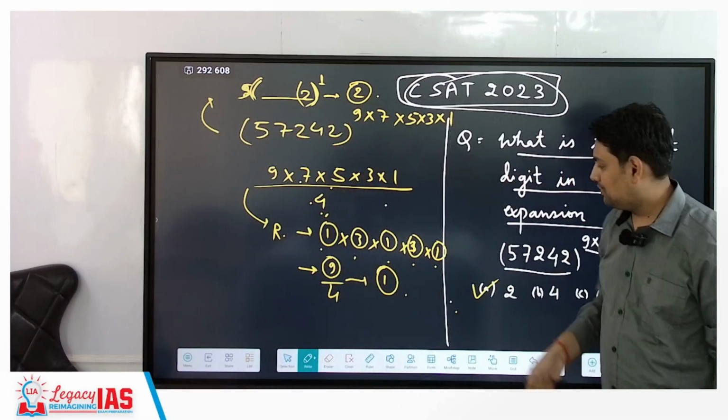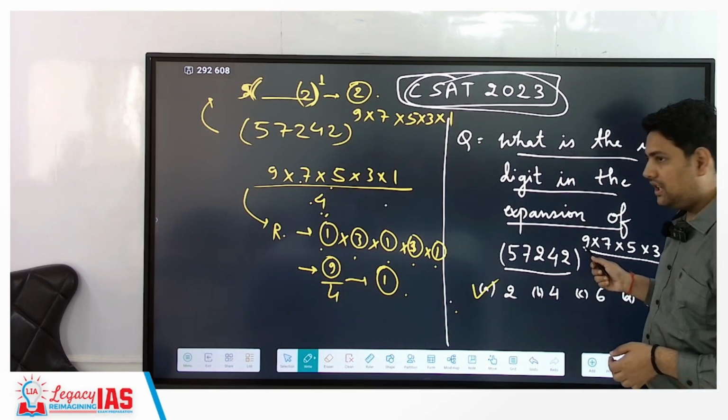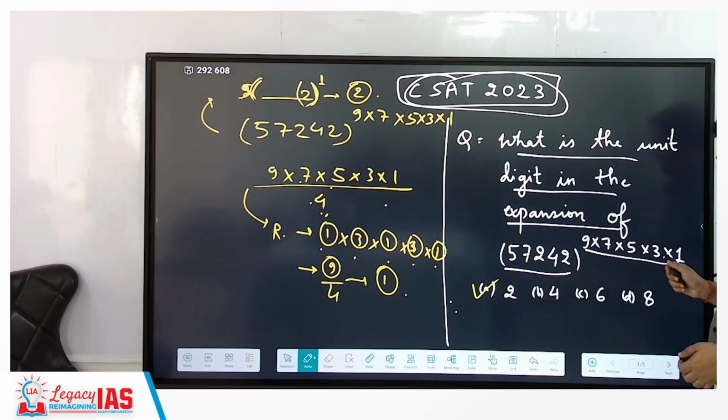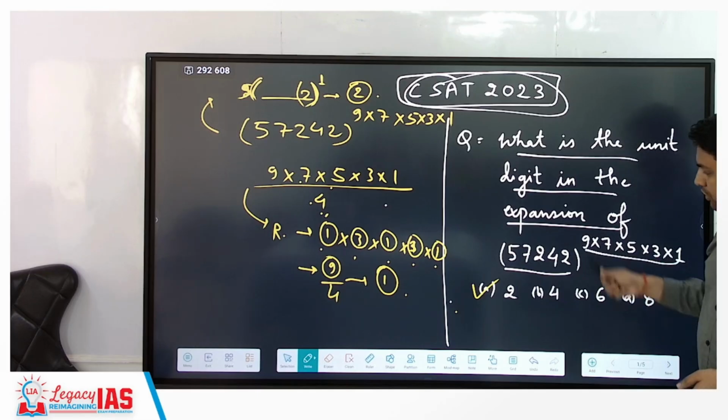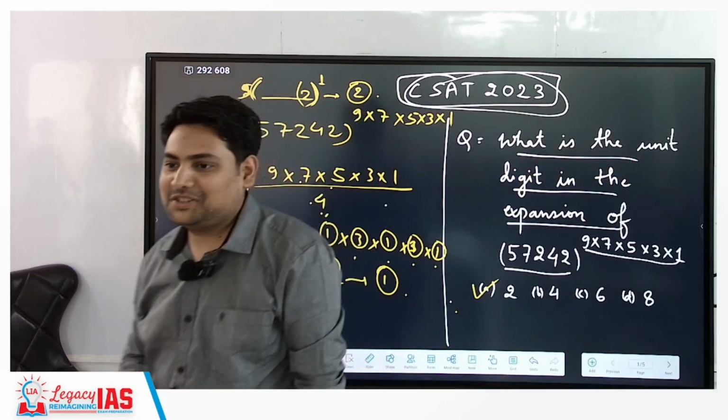Once you know this, you can do it orally also. Just by seeing, I can tell that 9 means remainder 1, 3, 1 and 3. 3 threes are 9. 9 divided by 4 gives remainder 1. 2 power 1 is 2. So the answer is oral, once you know all these concepts.